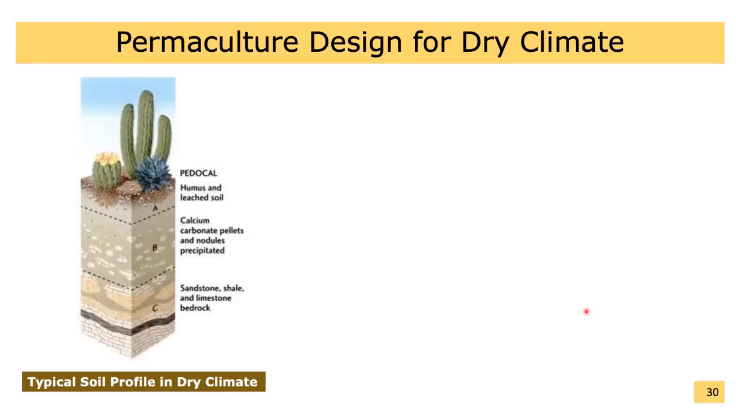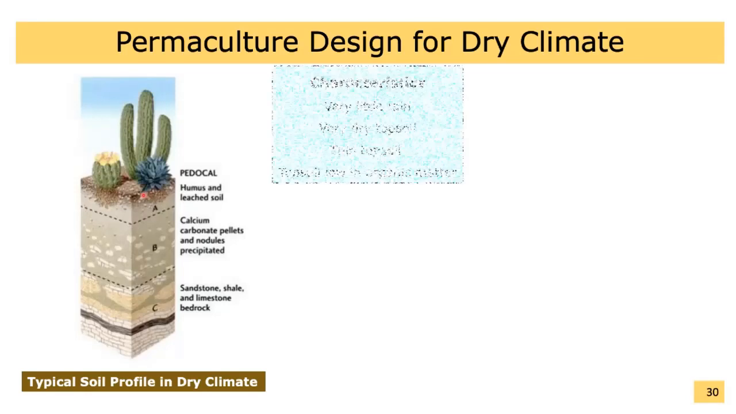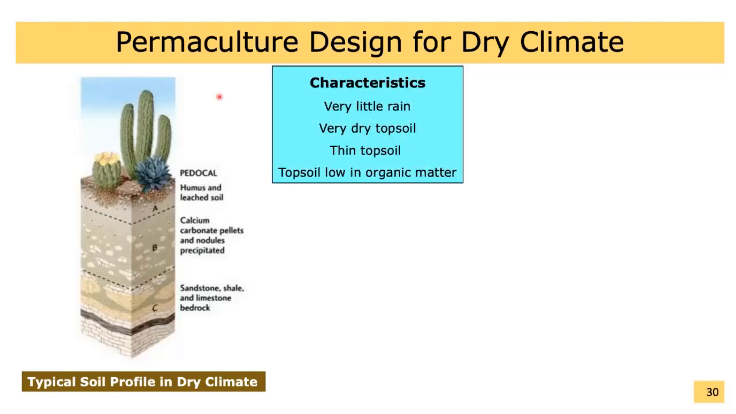Permaculture designed for dry climate. Here is a typical soil profile in dry climate. Characteristic of dry climate, there is very little rain. As a result, topsoil is very dry and very thin. Also, topsoil is very low in organic matter.